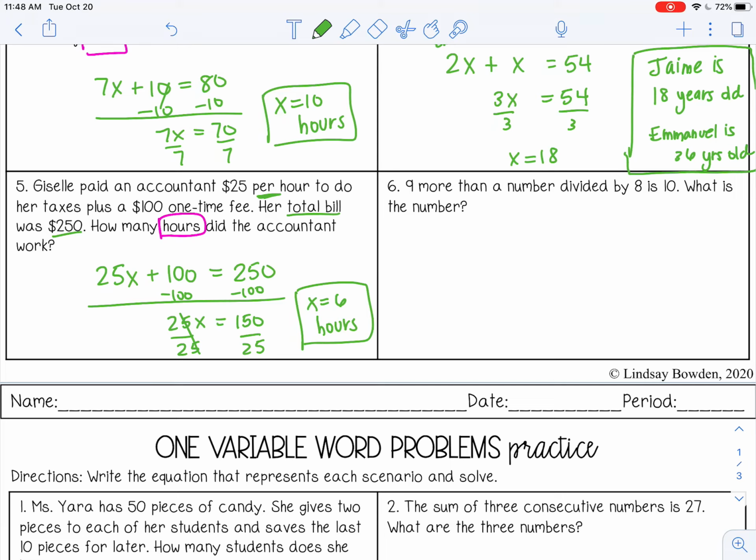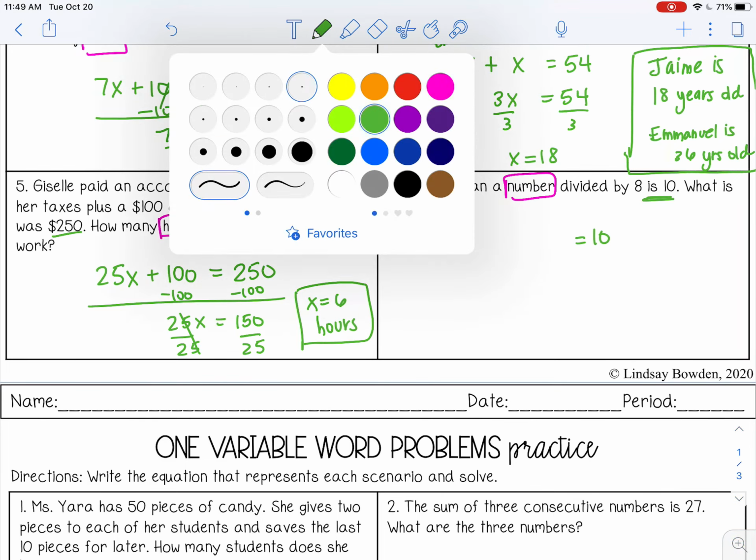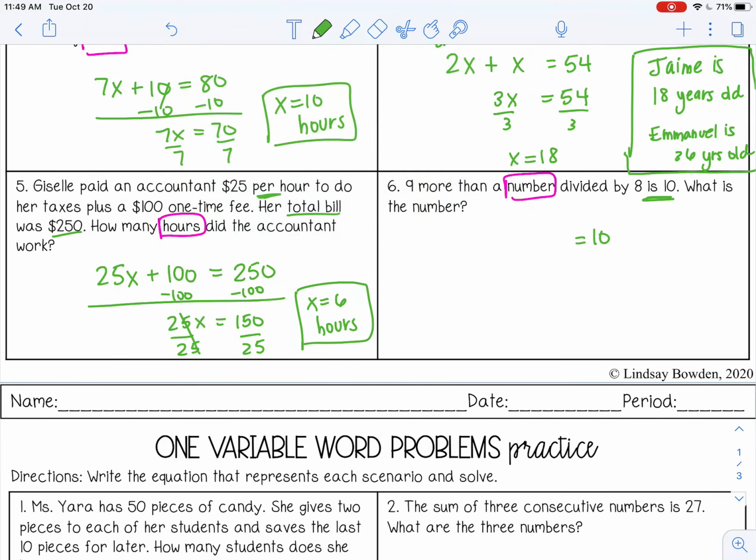All right, number 6. 9 more than a number divided by 8 is 10. What is the number? Okay, so is 10, let's start there, that's the easy part, equals 10. 9 more than a number, so number is what we're trying to find. That's our x. A number divided by 8. So here's our number divided by 8. And then more than means to add, so plus 9.